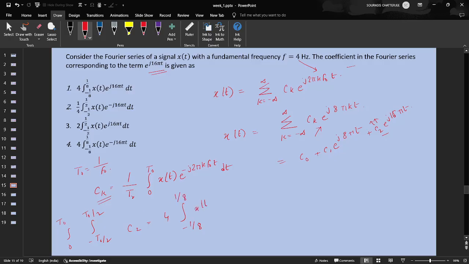We have x(t), and e to the power minus j 2 pi k f0, where f0 is 4 and k is equal to 2, so we have basically minus j 16 pi t dt. This is our expression for the second coefficient, the coefficient corresponding to the complex sinusoid with the second harmonic of the fundamental frequency. Therefore option 4 is the correct one.